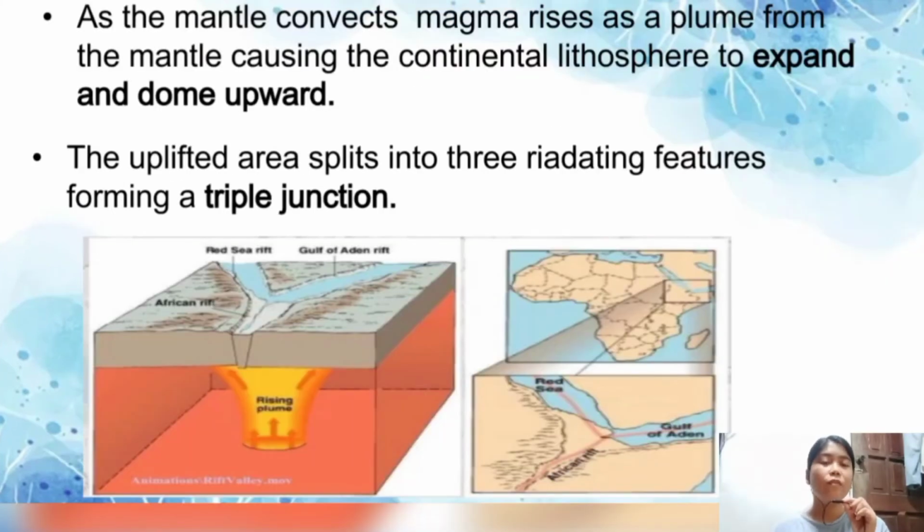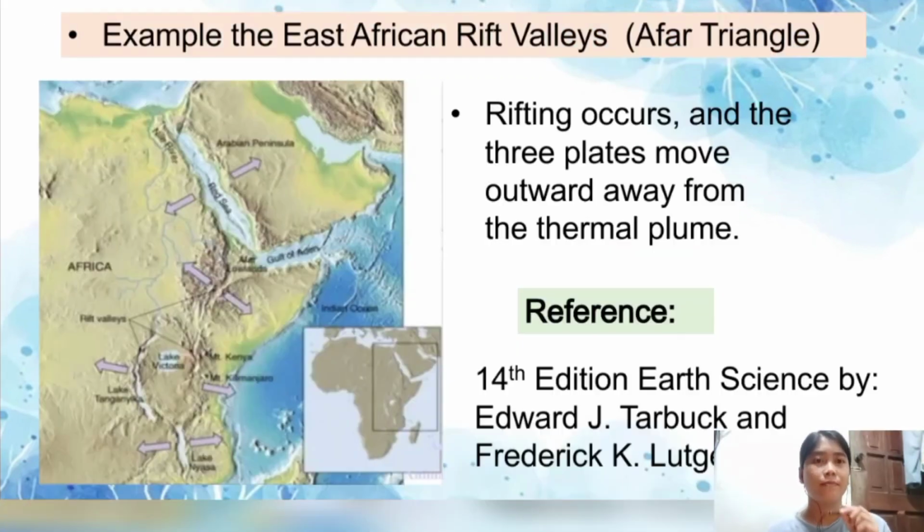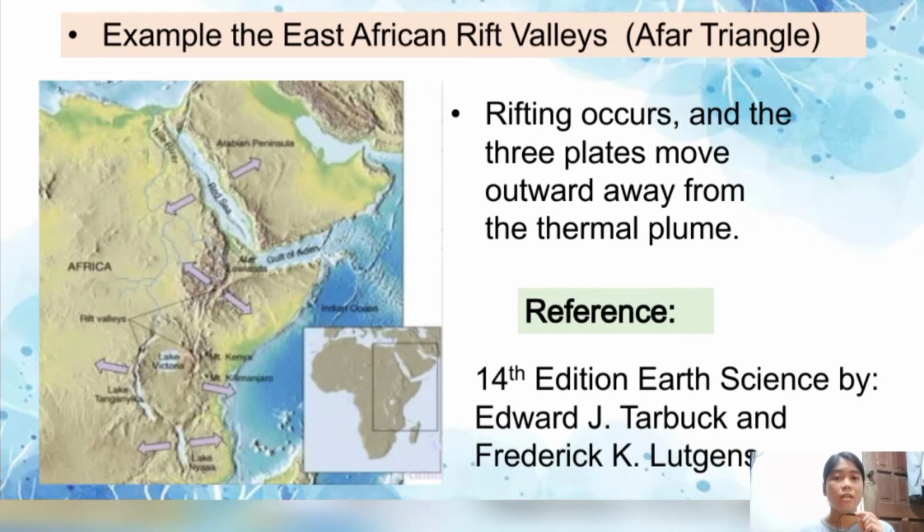For example, in the first picture, as the mantle convects, magma rises as a plume from the mantle, causing the continental lithosphere to expand and dome upward, and the uplifted area splits into three radiating features, forming a triple junction. In the second picture, there is an example of the East African Rift Valley or Afar Triangle. Rifting occurs and the three plates move outward away from the thermal plume.